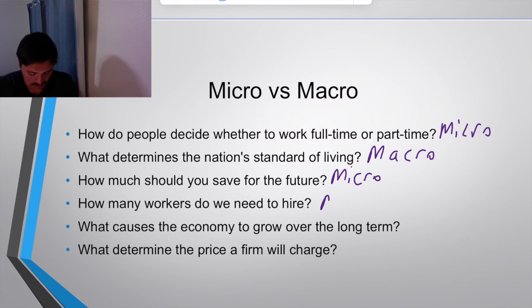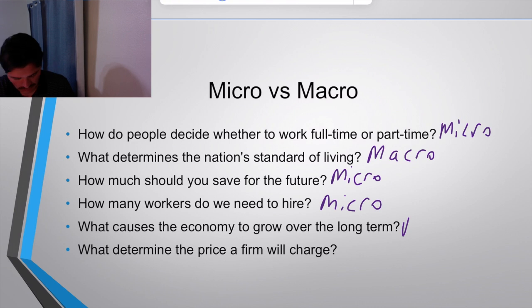What causes the economy to grow over the long term? So again, it's how the economy, the broader term, works. So macro. And then finally, what determines the price a firm will charge? Okay, again, it's an individual decision. So going back to that perfect competition example, if you are selling an identical good as the person next door, and you have to decide what price to charge, okay, more than likely you're going to want to charge the same price.